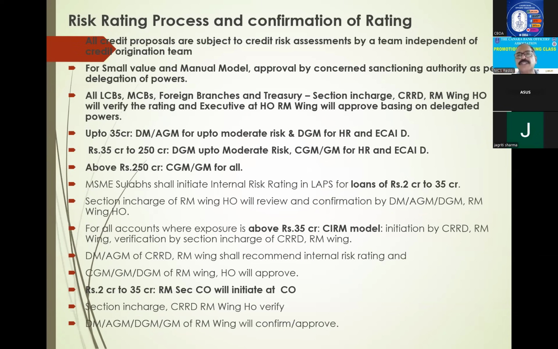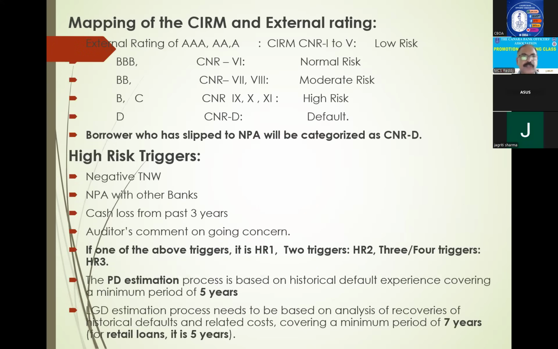Next, risk rating process and confirmation. Who will do the risk rating and who will confirm? Earlier I told you, up to 2 crores, 2 to 35 crores, who will initiate and who will approve. So it is only the authorities who will approve. So we will not concentrate much on this. We will move to the other one. Mapping of CIRM.